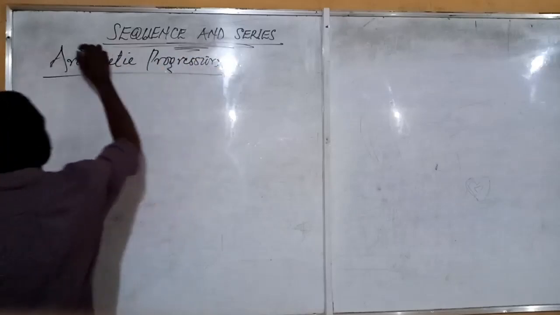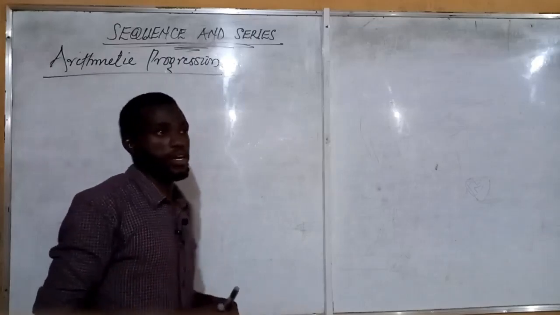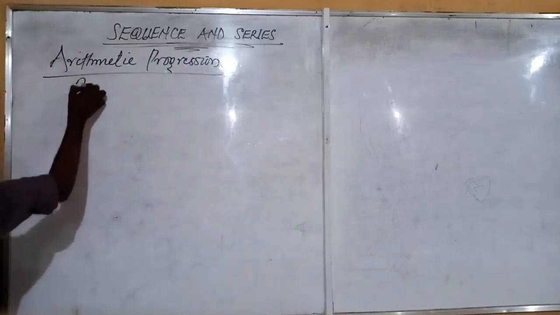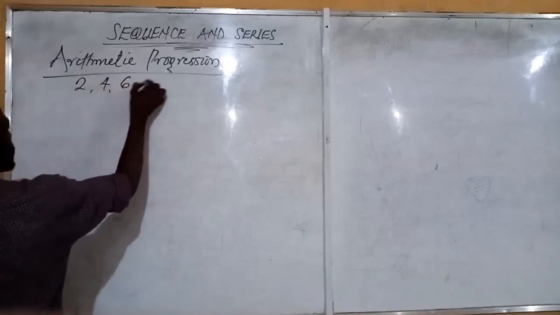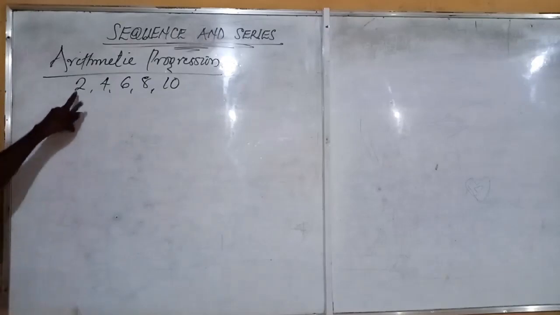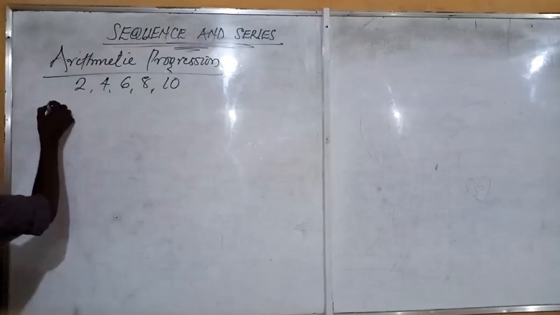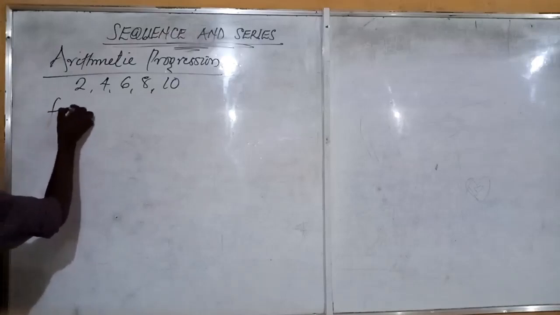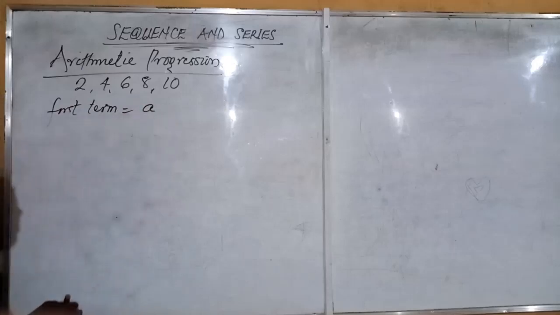Now, arithmetic progression, or AP, or linear progression. All right, for example, I have that same sequence that I wrote down: 2, 4, 6, 8, 10. Now, the first term here is denoted by A in sequence. So the first term is denoted by A.